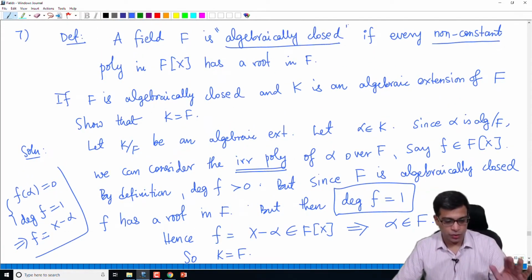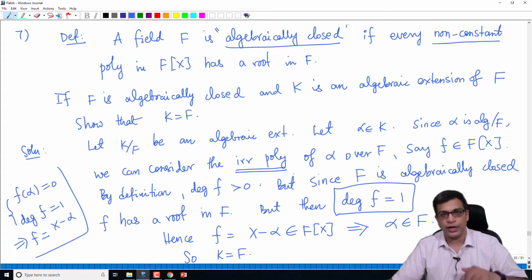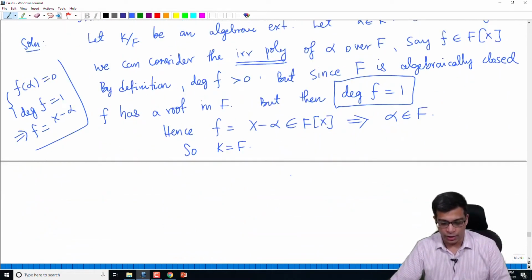Okay, so that's all. Any algebraic extension of an algebraically closed field is automatically equal to the field that you started with. So every non-trivial extension of an algebraically closed field has to be transcendental. It cannot contain any algebraic elements.